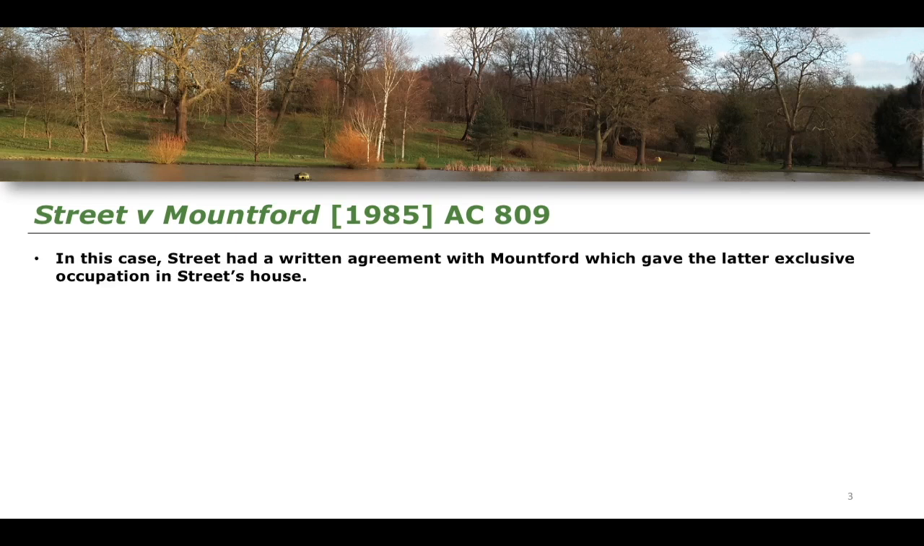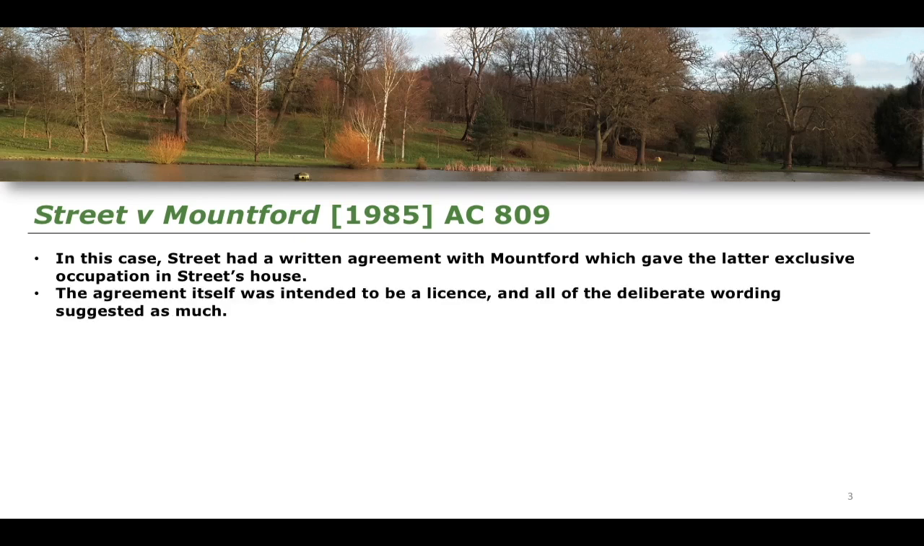The case specifically, in terms of the facts, involved Street, who had a written agreement with Mountford, which gave the latter, Mountford, exclusive occupation of Street's house. The agreement itself was actually intended to be a license, and all the deliberate wording suggested as much. So it was considered to be a license agreement. It was expressly clear that it was a license and not a lease. Okay, so think back to the previous case and think back to our previous discussion about whether or not intention actually necessarily matters, or whether or not it is a good indication as to whether or not something is a leasehold.